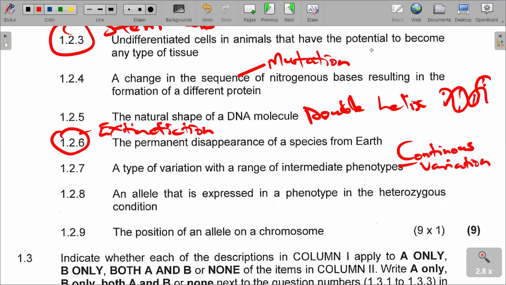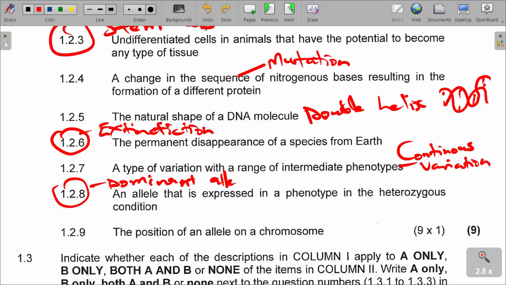An allele that is expressed in a phenotype in the heterozygous condition, we say that it's called the dominant allele. It's called the dominant allele.